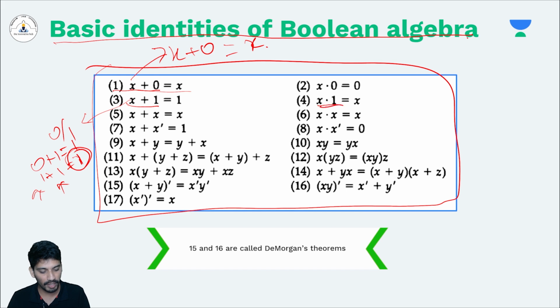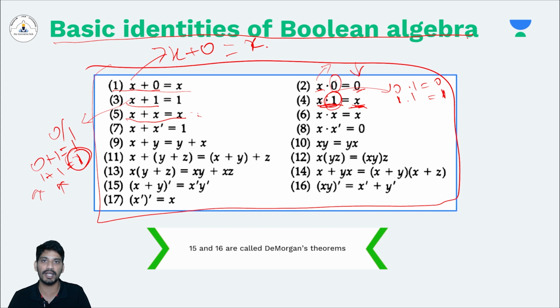Similarly, x dot 1 will give you x, right? If x is 0, dot 1, the output is 0. If x is 1, dot 1, the output is 1. So whatever value is there, if you multiply it by 1, you will get the same value. Similarly, if you multiply x with 0, you will always get 0. No matter what the value of x is, you will always get 0. Similarly, x plus x will give you not 2x but x.